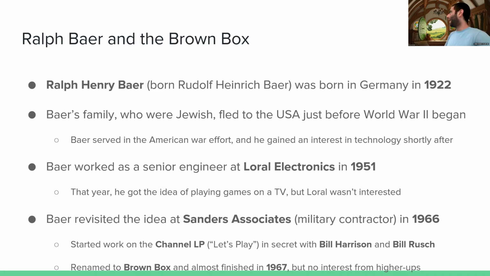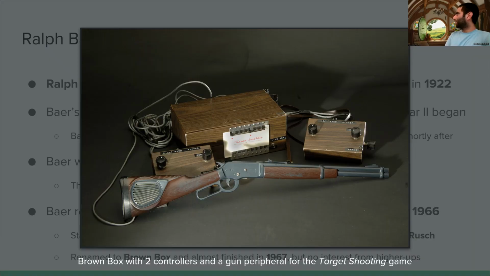But when they then showed it to their higher ups at this military contractor, those military contractors were not interested in this video game device. And here's a photo of what the Brown Box looked like. So it was actually multiple different games, and it's kind of hard to see in this picture. If you look at the slides later, you can see it a little bit better. You could pick what game you wanted to play by adjusting those knobs.